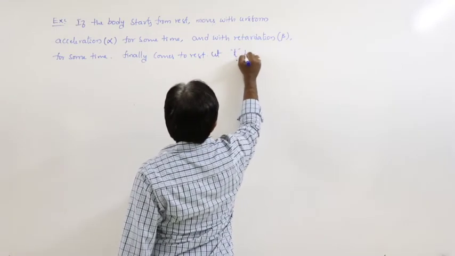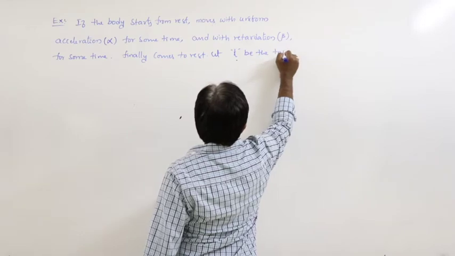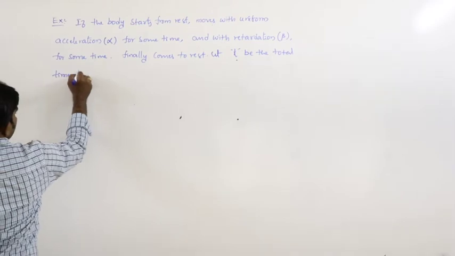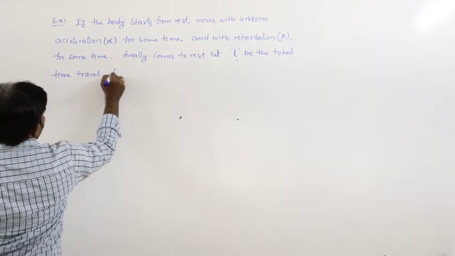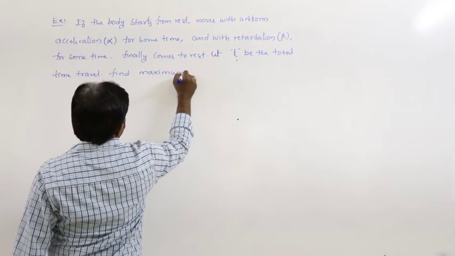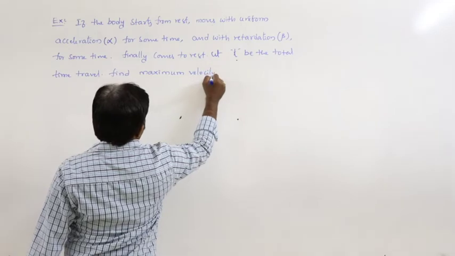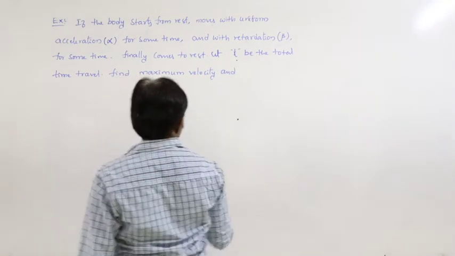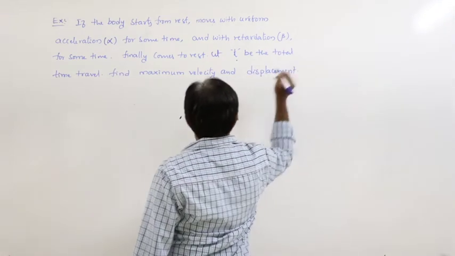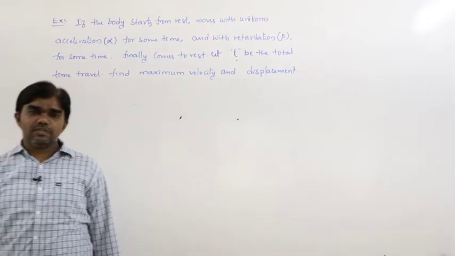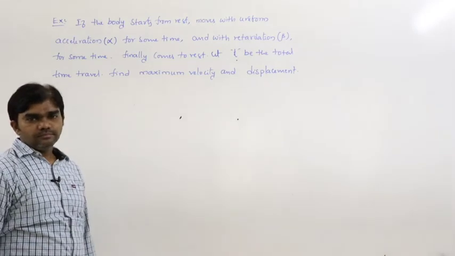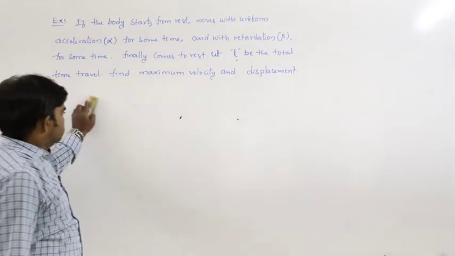Let T be the total time travelled. Find the maximum velocity and displacement. That's what we have to calculate. So this is the question.